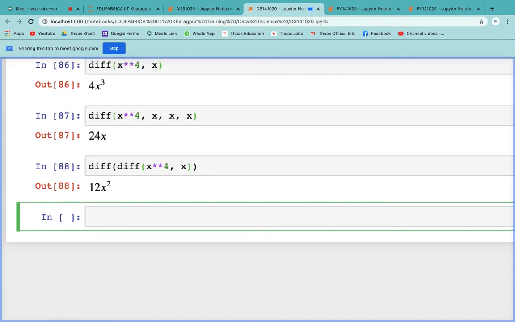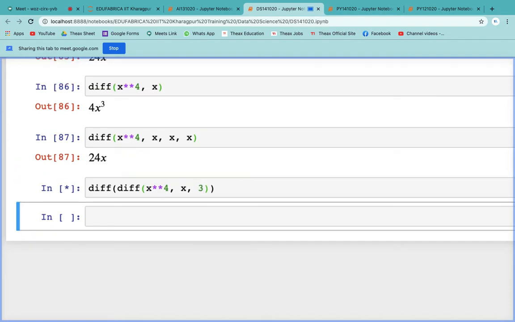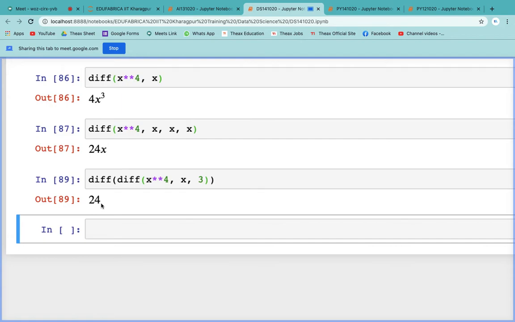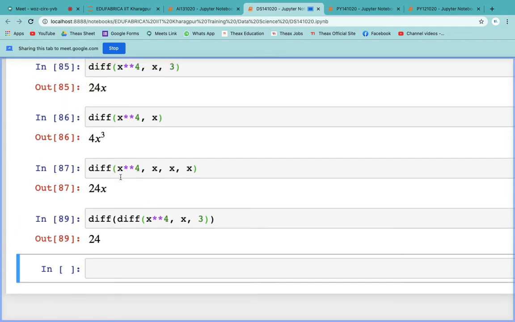And there is another result, 12x squared. That is something else. And if you write for 3, you get 24 directly. Double differentiation. Triple differentiation, what will be the result? 0. Yes. So things are different, right? This is something else.